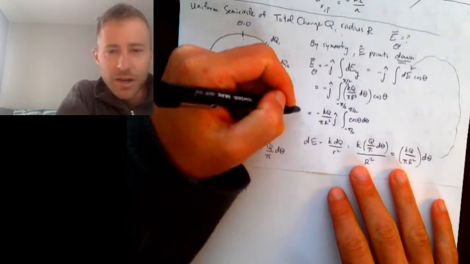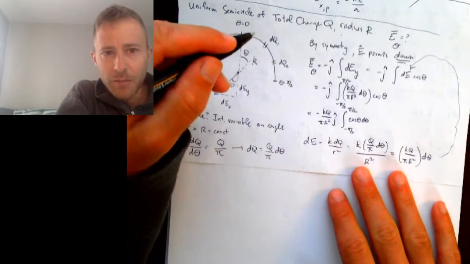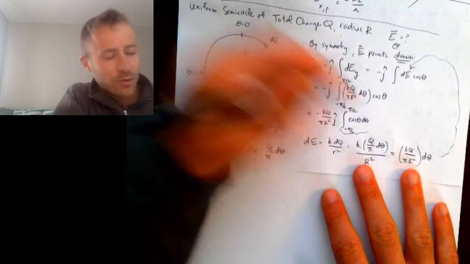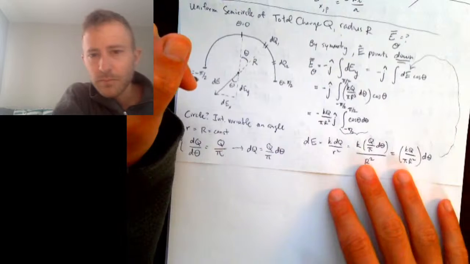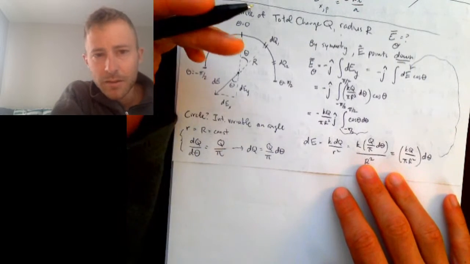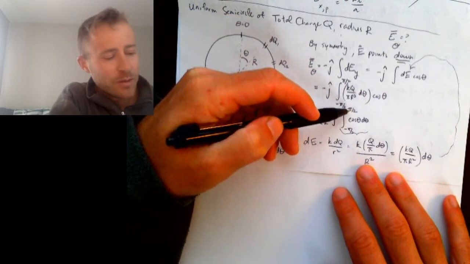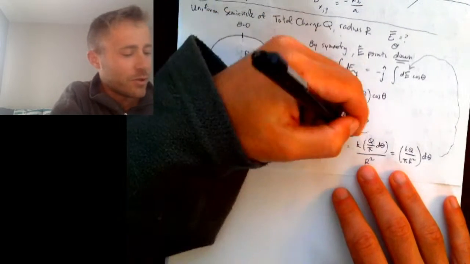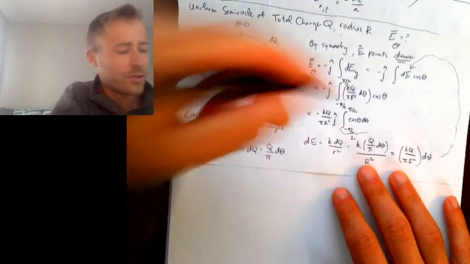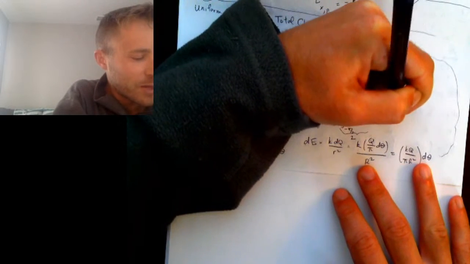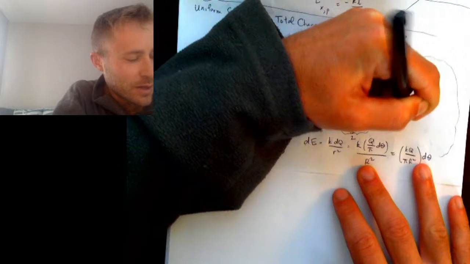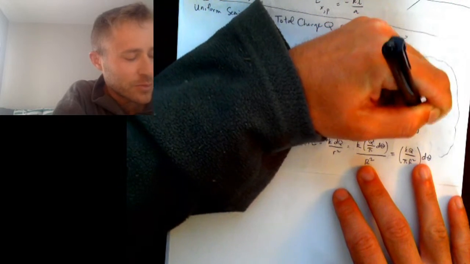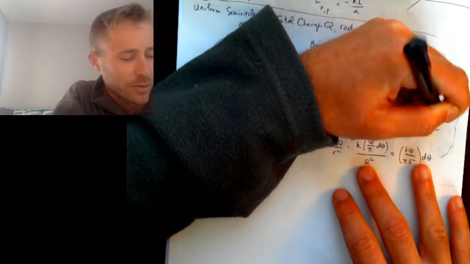So this is the point at which physics stops and math begins. So this integral, the integral of cosine is sine, and then sine of pi over 2 is 1. Sine of negative pi over 2 is negative 1. We subtract those, we get 2. So the value of the integral is 2. So my answer is minus 2 kq over pi r squared times j hat. That is the electric field at the origin.